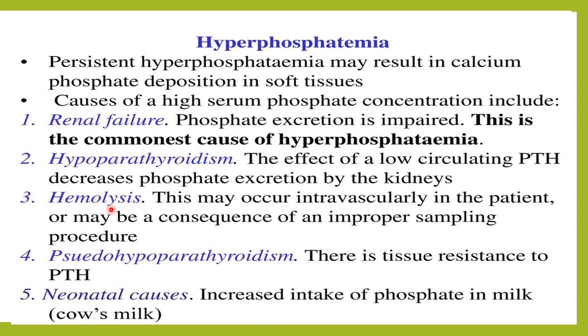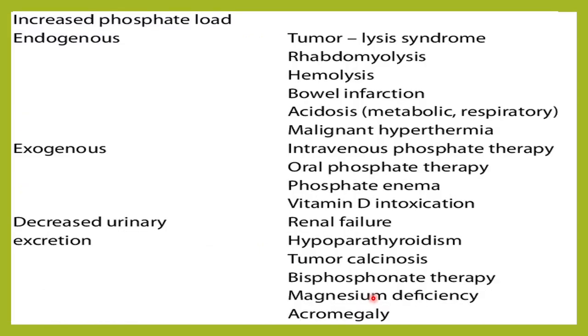Next would be if there is increased intake of phosphate in the milk, as happens with cow's milk. There is an increased amount of phosphates. Whenever cow's milk is given to neonates, the level of phosphates is going to increase. That is increased ingestion of phosphates. So it could be renal failure, hypoparathyroidism or pseudohypoparathyroidism, hemolysis, rhabdomyolysis, and increased intake of phosphates.